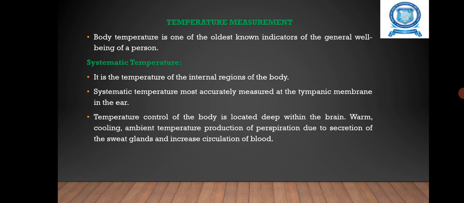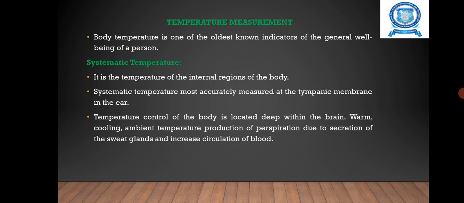First, we are going to see the systemic temperature. It is the temperature of the internal regions of the body. Here, the temperature is maintained through a carefully controlled balance between the heat generated by the active tissues of the body and the heat lost by the body to the environment. The systemic temperature is most accurately measured at the tympanic membrane in the ear.